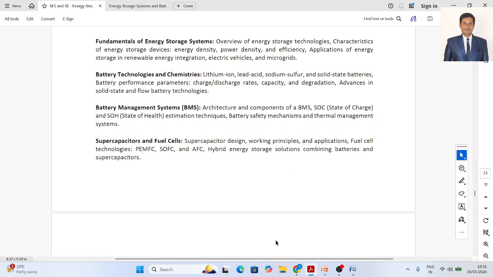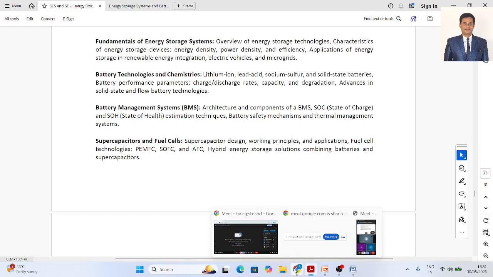He has given me this syllabus. According to this, I have completed. He told me to modify, but I did not modify because of the shortage of time. I could not modify.